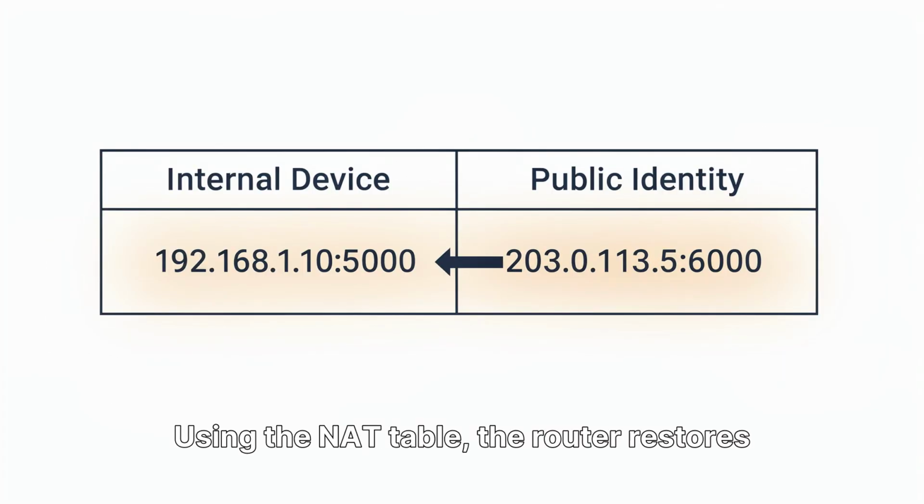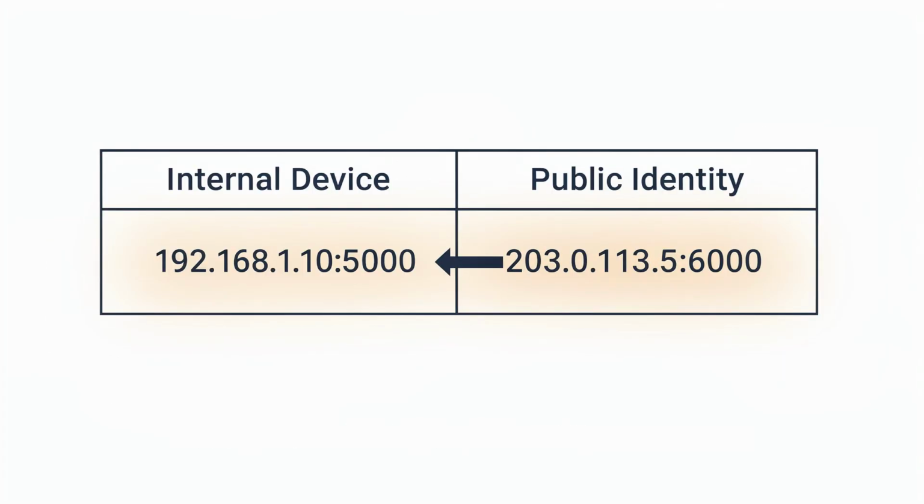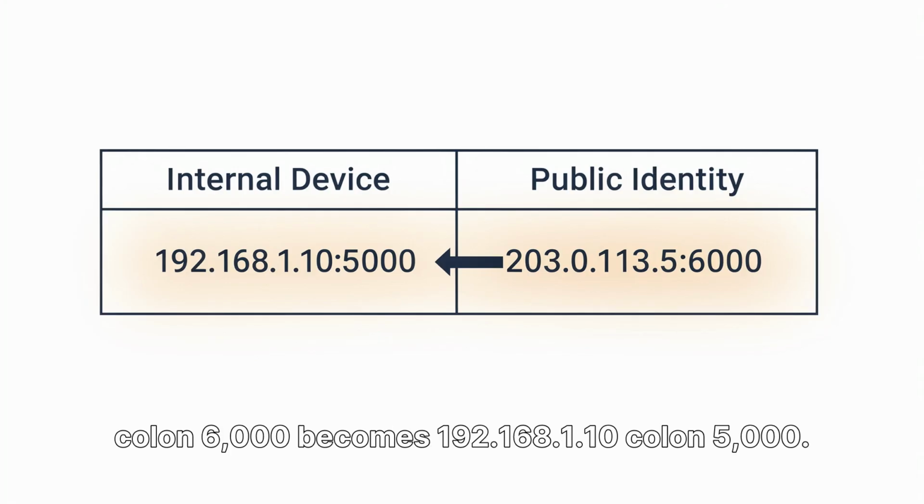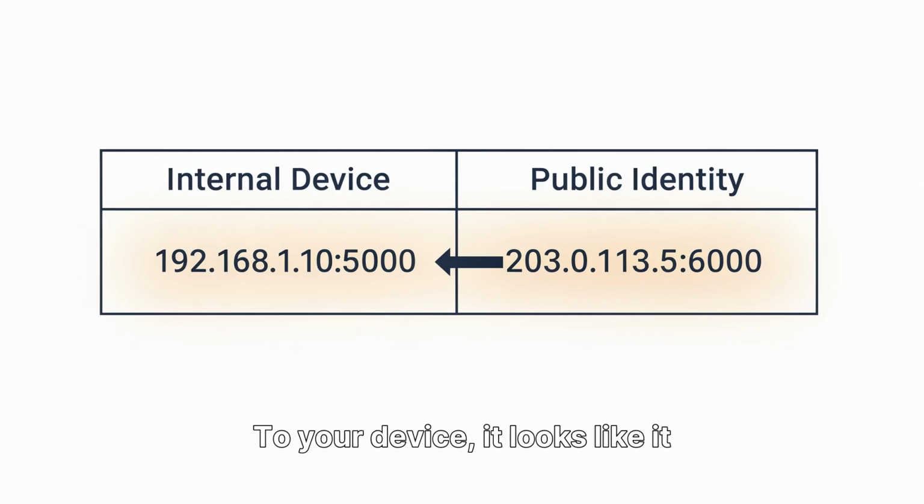Using the NAT table, the router restores the original identity. 203.0.113.5:6000 becomes 192.168.1.10:5000. To your device, it looks like it was talking to the server directly.